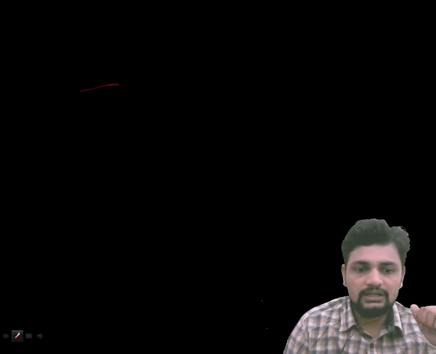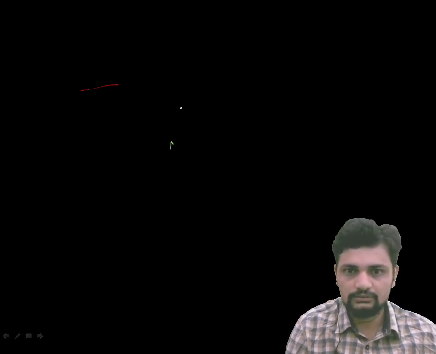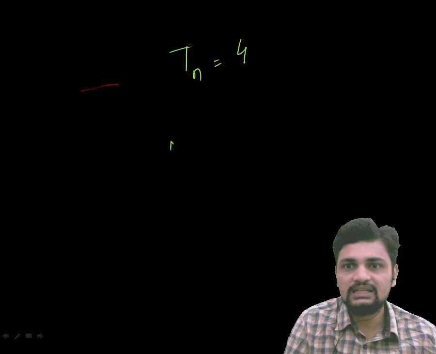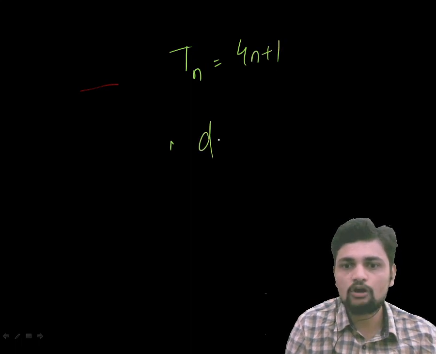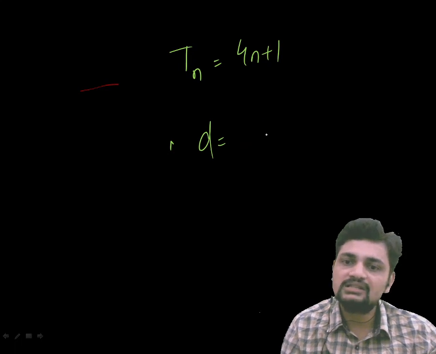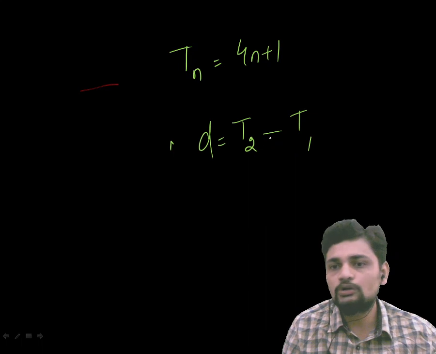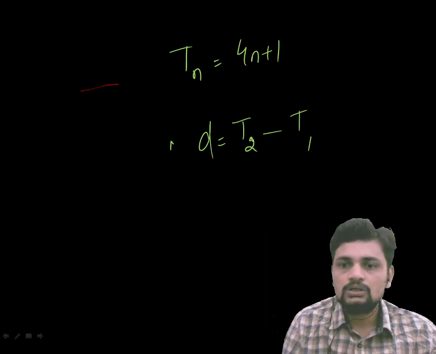So nth term of AP. Let me take the nth term as Tn. The nth term of an AP is given as 4n plus 1, so Tn is 4n plus 1, and they are asking the common difference. We know in arithmetic progression, common difference is the difference between two consecutive terms, that is the difference between T2 minus T1.